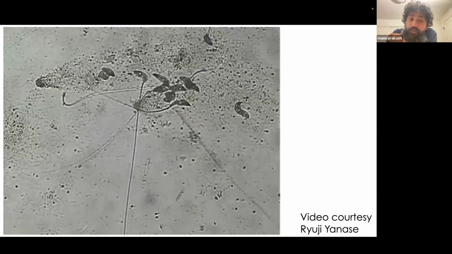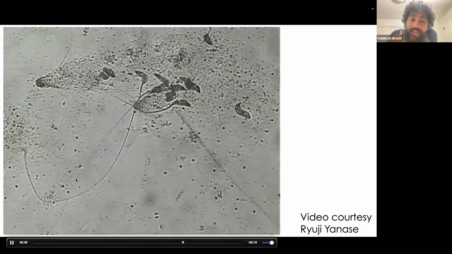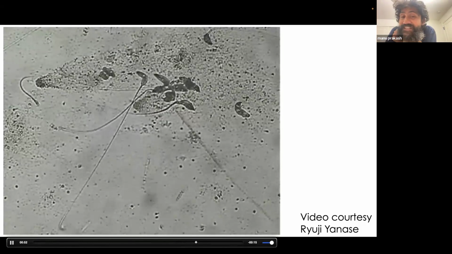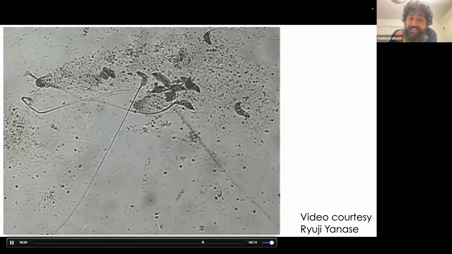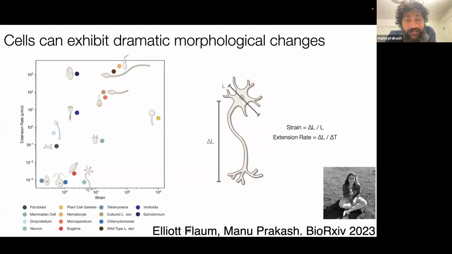And every single time you will notice that not only can it extend the membrane, in a fraction of a second, it's going to spool it in. And quite literally, it's actually spooling it in right there. That thing just disappeared. So we started thinking about this. And long story short, this happens to be the largest example of extension rate and strain in any given cell.